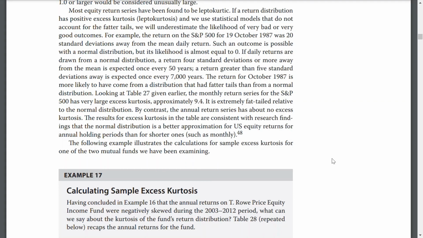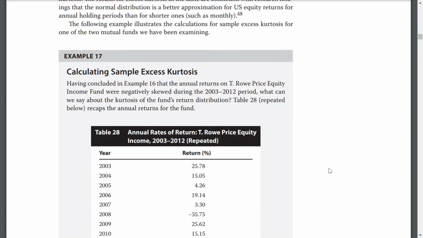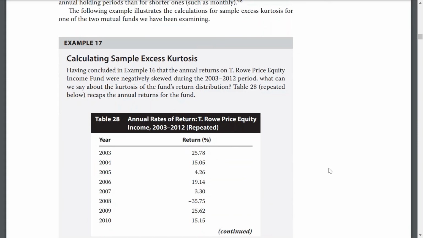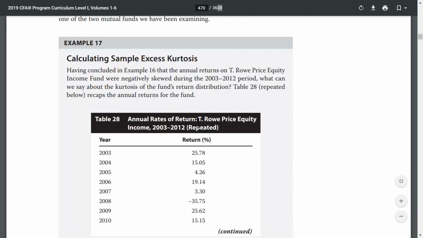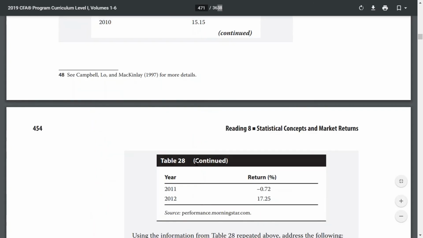The following example illustrates the calculations for sample excess kurtosis for one of the two mutual funds we have been examining. Calculating sample excess kurtosis. Having calculated in example 16 that the annual returns on T. Rowe Price Equity Income Fund were negatively skewed during the 2003 to 2012 period, what can we say about the kurtosis of the fund's return distribution? Table 28, repeated below, recaps the annual rates of return of the fund. So here are the annual rates of return for T. Rowe Price Equity Income between 2003 and 2012.